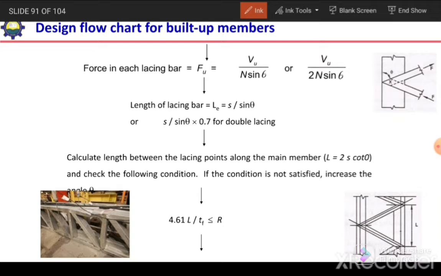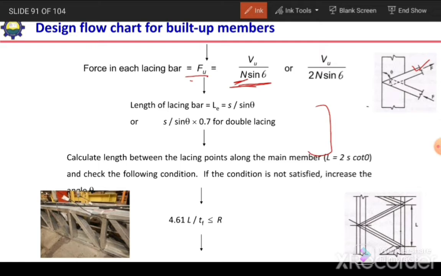Okay, based on the shear force, we can calculate the force in the lacing element, compression or tension. Most of the time the critical value is compressive force. So the compressive force in the lacing element Fu can be calculated by using this expression: Vu over n sine of theta. Here Vu is the shear force that this lacing element should resist. N is the number of faces.